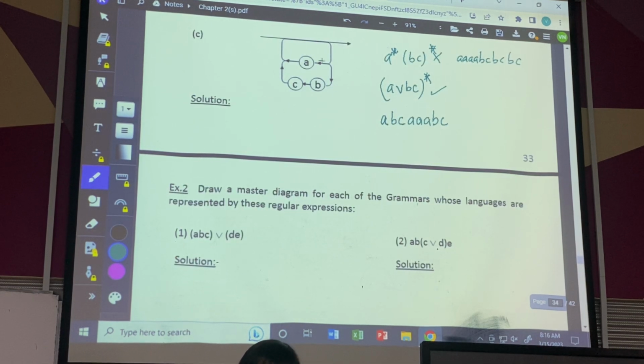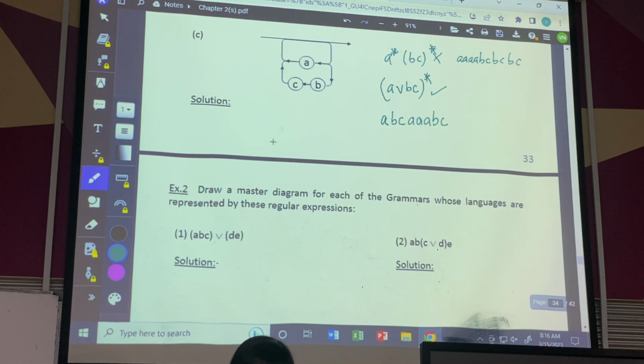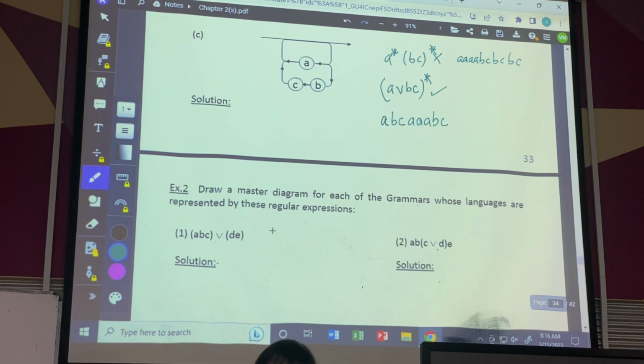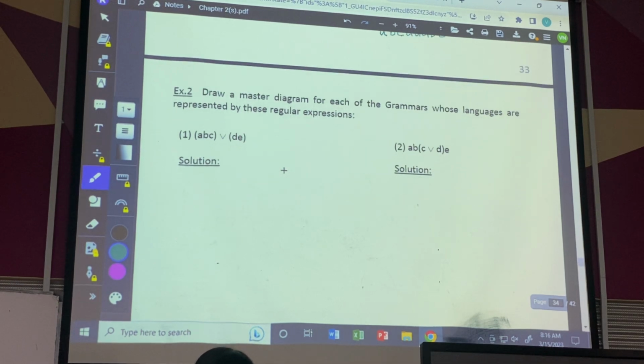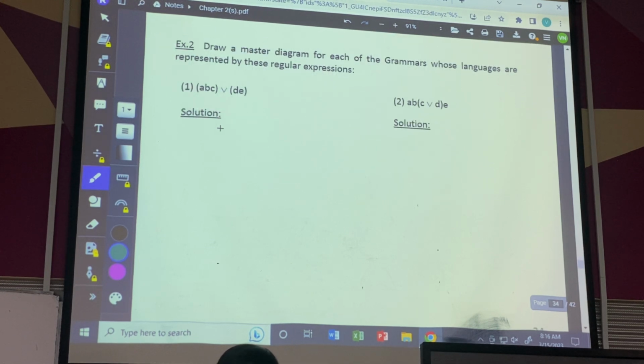Instead of the diagram being given, you write the regular expression. Now, if let's say this expression is given, can you draw the diagram or not? So the opposite way, both ways we need to know how to do. Let's say we see the first one. So we start from the easy example first: ABC or DE.